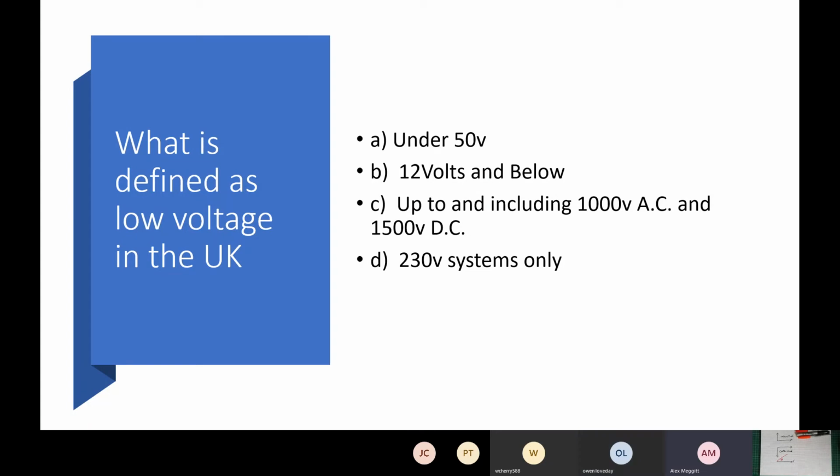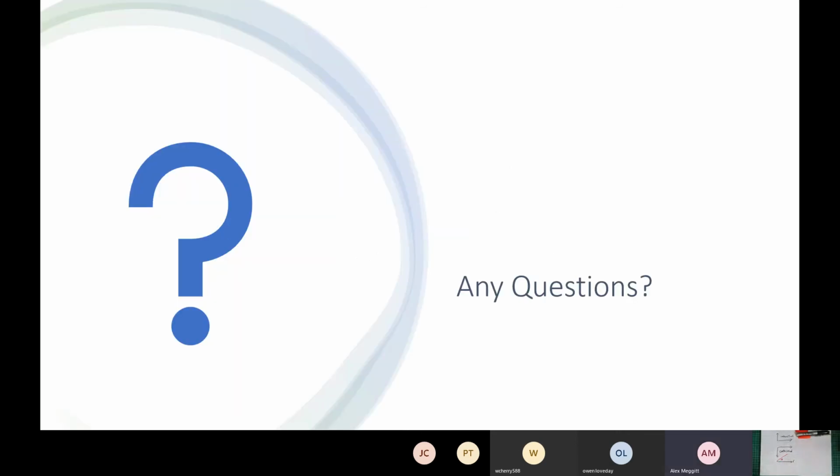Now, the question is liable to be from their question bank: what is defined as low voltage in the UK? It's up to and including 1,000 volts AC or 1,500 volts DC. So don't be thrown off by the word low, because remember what I said, 400,000 is high. Right, that's all of the questions that I've been able to extract from their question bank from the electrical point of view. Are any of those a problem to any of you?